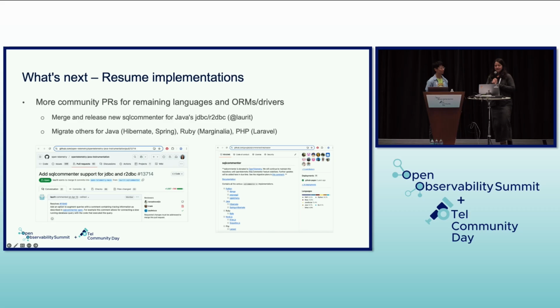If that gets adopted as an OTel project, it'd be great if there were more implementations through more community PRs. So merge and release that JDBC PR, start new PRs to migrate Java's Hibernate and Spring, Ruby, and PHP's ORMs from Google over to OTel. This screenshot in the bottom right just shows the coverage that the original Google SQL commenter provides, and that code is still there and still valuable.